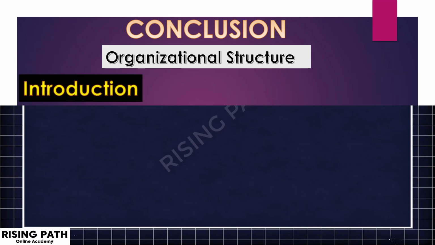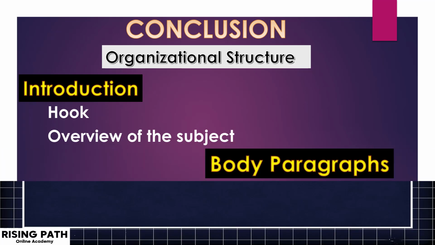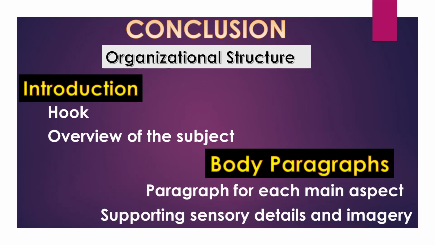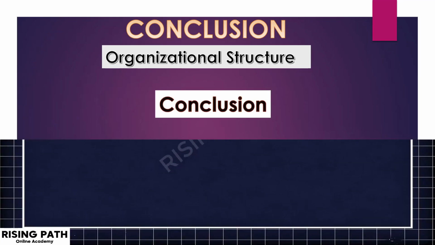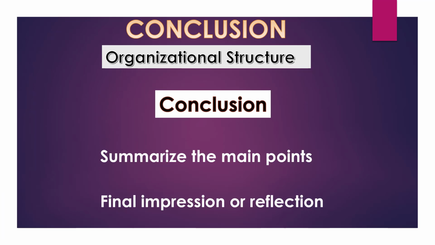So as we have discussed it twice or thrice, you must have a catchy beginning or an introduction, hook your reader, and then overview of the subject. Then the body paragraphs, that is when you are going to elaborate your description. So you have to abide by the word limit, but you have to make proper paragraphs. Paragraph for each main aspect, supporting sensory details and imagery. Then we have the conclusion, summarize the main points, final impression or reflection.